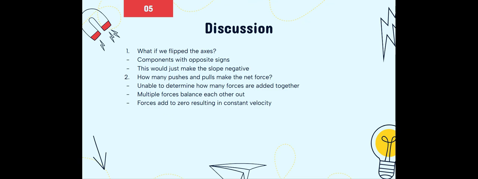How many pushes and pulls make a net force? Or basically, how many forces add together to make a net force? We're unable to find this out. However, this does not mean that there's no forces acting on the system. Rather, they balance out and the net force is zero.